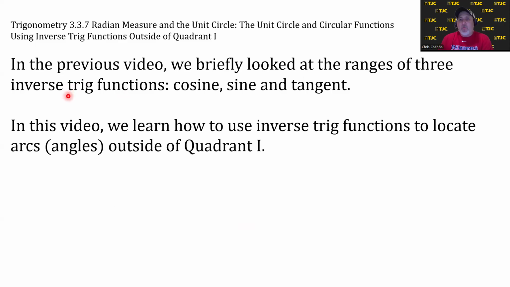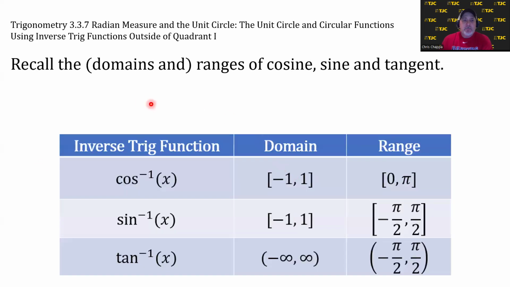In the previous video, we briefly looked at the ranges of three inverse trig functions, cosine, sine, and tangent. In this video, we learn how to use inverse trig functions to locate arcs or angles outside of quadrant 1. Recall the domains and ranges of cosine, sine, and tangent. Inverse cosine has a range between 0 and pi. Sine inverse and tangent inverse both have ranges between negative pi over 2 and pi over 2, whereas the range of tangent inverse excludes those values because they make tangent undefined.